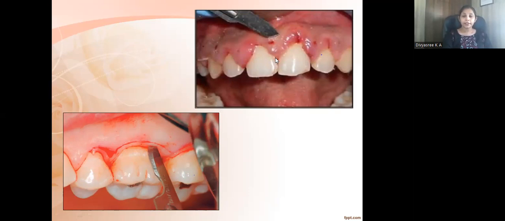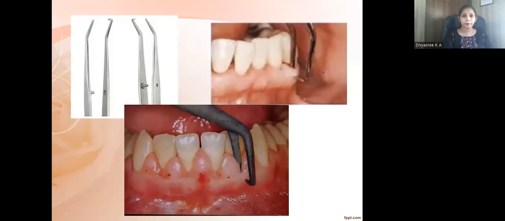Then the internal bevel incision is placed from this marking towards the lateral surface of the bone. So the direction of the internal bevel incision is different in undisplaced flap surgery when we compare it with modified Widman flap surgery. In modified Widman flap surgery, the internal bevel incision was directed towards the crest of bone, whereas in undisplaced flap surgery, the internal bevel incision is directed towards the lateral surface of bone.